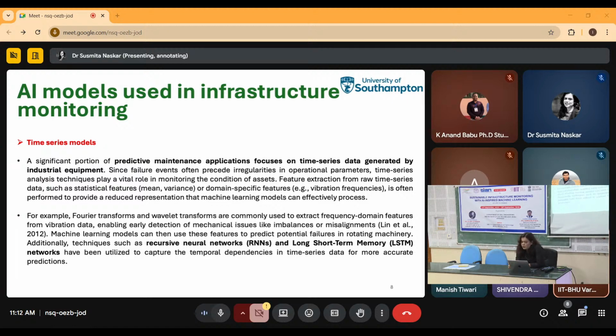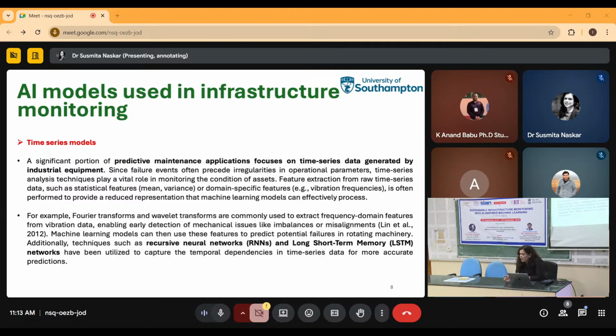time series data. This might include simple statistical measurements such as mean or variance calculation, or more domain-specific indicators like vibration frequencies. Extracting these features creates a reduced representation of the data. For instance, the Fourier transformation or wavelet transformation are widely used to move from the time domain to the frequency domain, right? These techniques help us pull out hidden patterns from the vibration data.